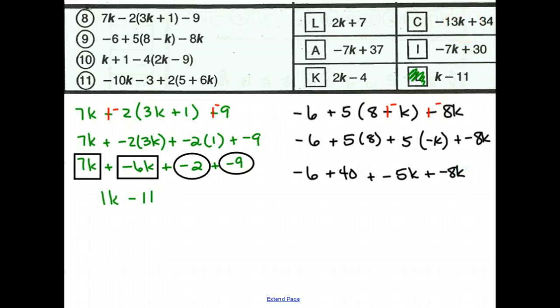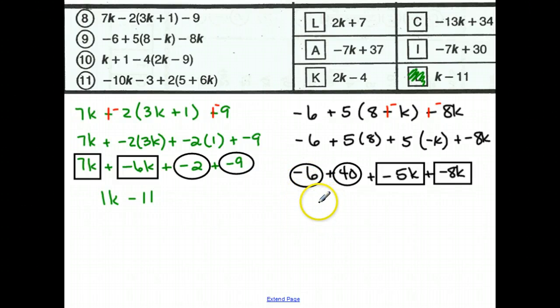We're going to look for our like terms to combine. I have my negative 5k and my negative 8k are like terms, as are my negative 6 and my positive 40. So I'm going to add them together to get negative 13k and plus a positive 34. If you look up here, you can see that that matches up with option C.